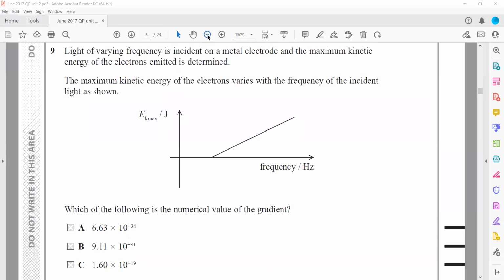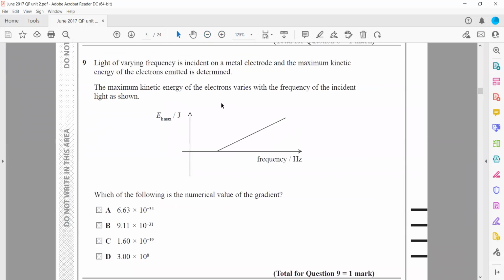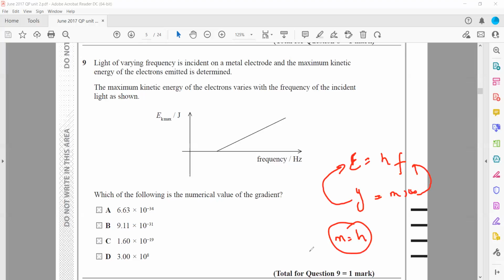Then question 9. Light of varying frequencies is incident on a metal electrode, and the maximum kinetic energy of the electrons emitted varies with the frequency. Which of the following is the numerical value of the gradient? Basically, you have the formula E equals hf. So if you plot energy on the y-axis and frequency on the x-axis, what will be the gradient? The gradient will be equal to h, where h is Planck's constant.